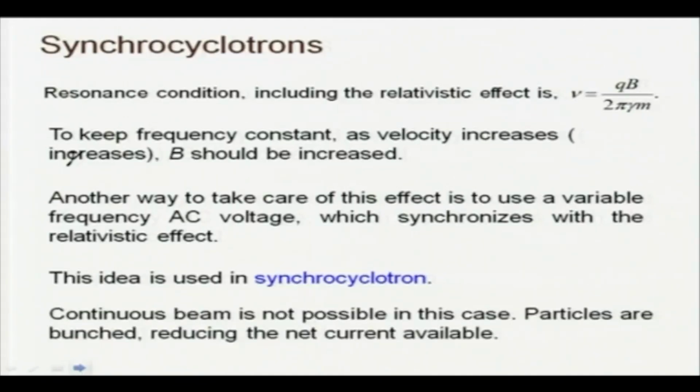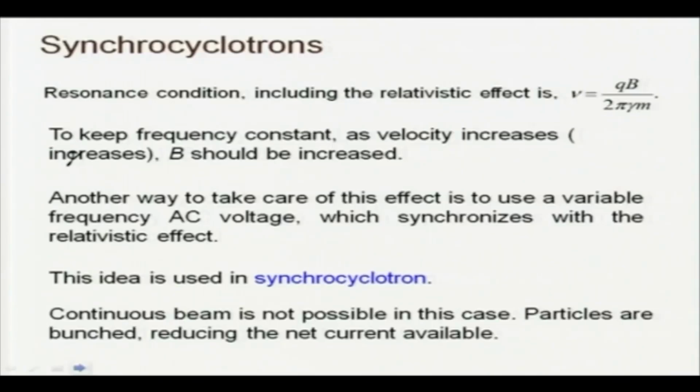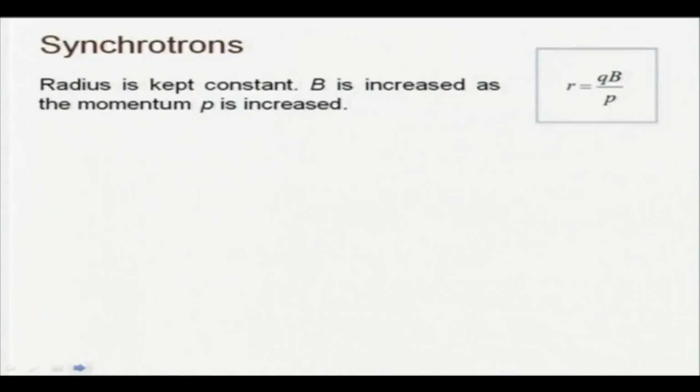But one small disadvantage is that a continuous beam is now not possible. That is obvious, because the frequency is now different. Different particles with different speeds will need different frequencies to synchronize with their resonant frequency. This will automatically bunch the particles into different bunches, and consequently reduce the available current. That is a small disadvantage. So, this is one way of taking care of this.